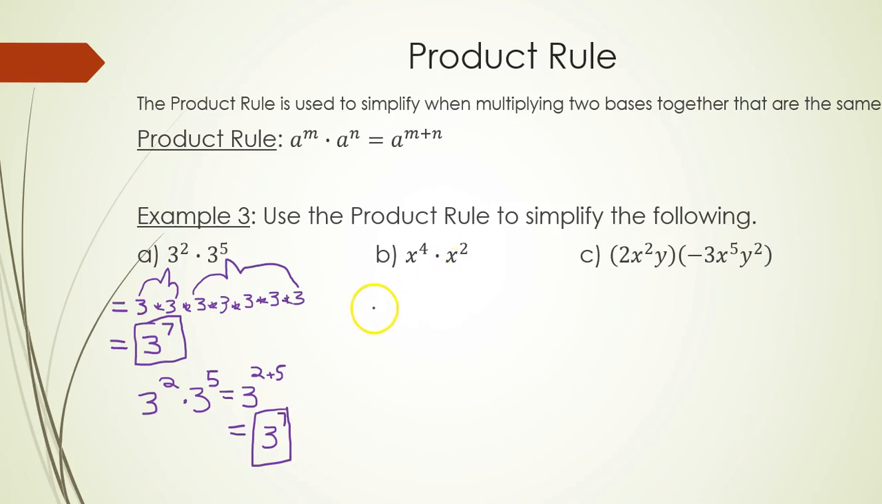So in part B, let's use that shortcut to save us a little bit of time. X to the fourth times x to the sixth. Yes, you do have bases that are the same. They are being multiplied together. This is x to the 4 plus 2, or x to the sixth.